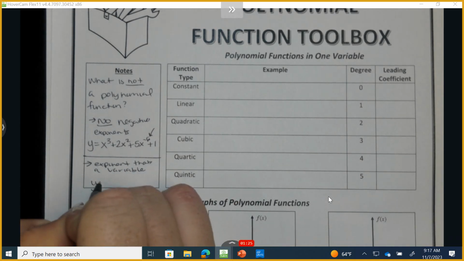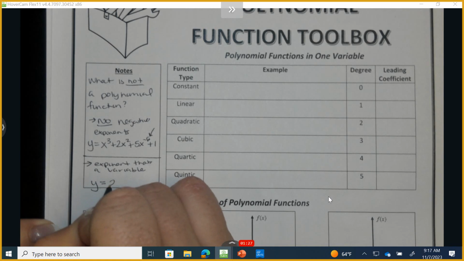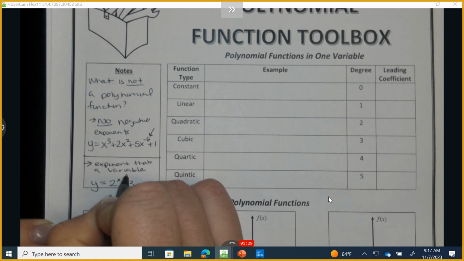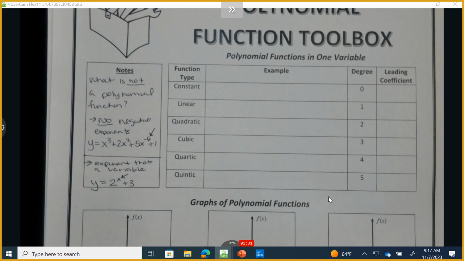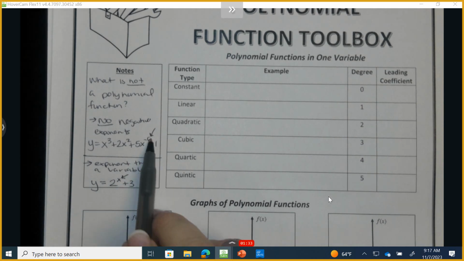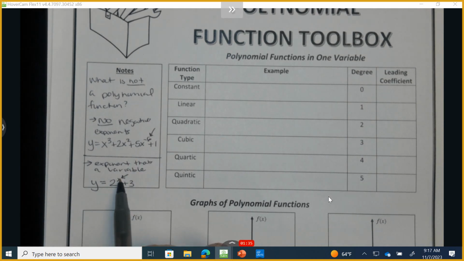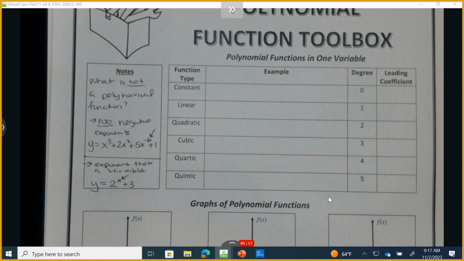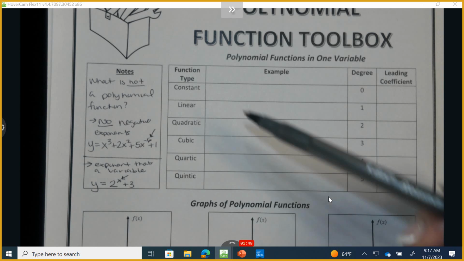Here's an example. Y equals 2 to the x plus 3. In the exponent position, it can never be negative and it can never be a variable. Those would not be examples of polynomial functions. No negative numbers in the exponent positions, no variables in the exponent positions.